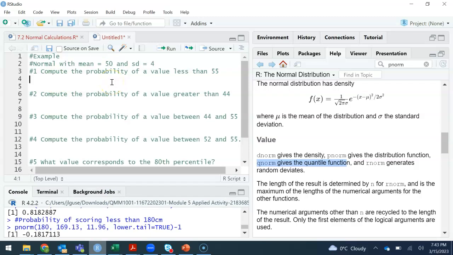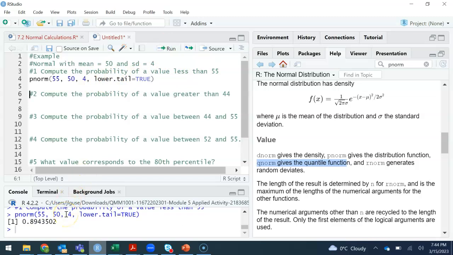First, we have to compute the probability of a score less than 55. Because we're looking for a probability, that's your first hint. You have to use p-norm. We're interested in the score of 55, so that is the first value you enter as your quantile. Next comes the mean, then the standard deviation. Finally, you have to think about lower tail true or false. Lower means less, so because we want a value less, that will be true. The probability is about 0.894.